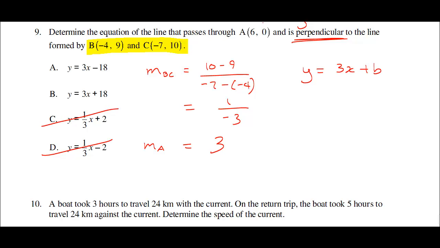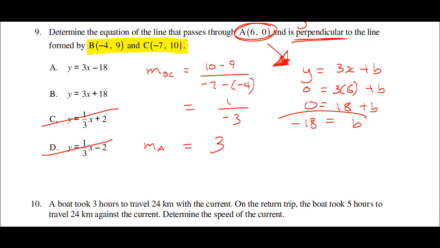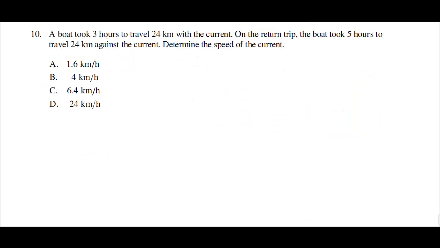And the nice thing is they told us that it goes through the point 6, 0. So I'm going to take this information and substitute it in here. The 6 goes in for my x coordinate, and the 0 goes in for my y, and of course we end up getting 18 plus b is equal to 0, or b is equal to negative 18, being my y-intercept. Solution is A.